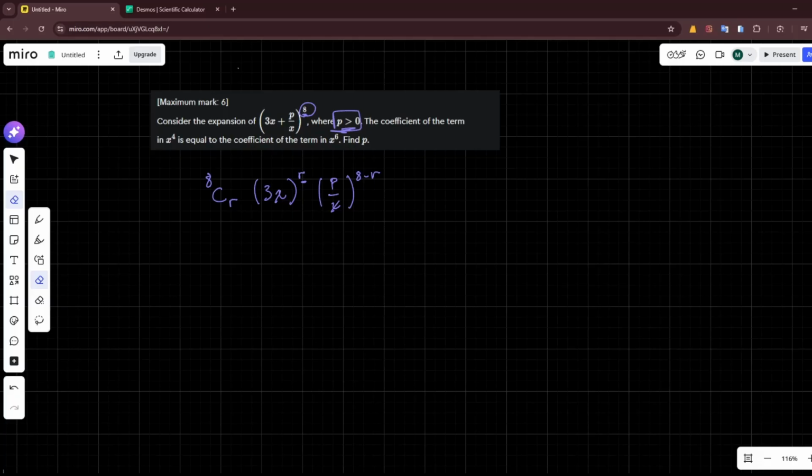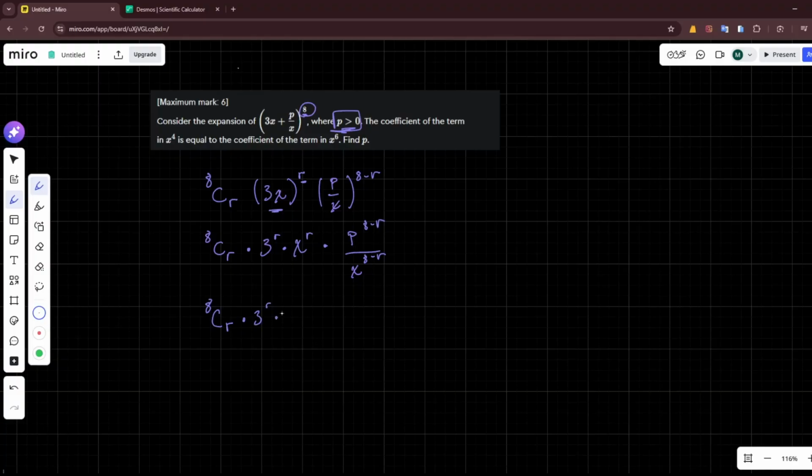Before I get into 4 and 6 specifically, I'm going to simplify this using our power rules. So we have 8 choose r, and then 3x is raised to the power of r. Using our power rules, that's 3^r x^r. Over here, we have something very similar: p^(8 minus r) over x^(8 minus r). To simplify, I want to combine it so that there's only one x term in my general definition.